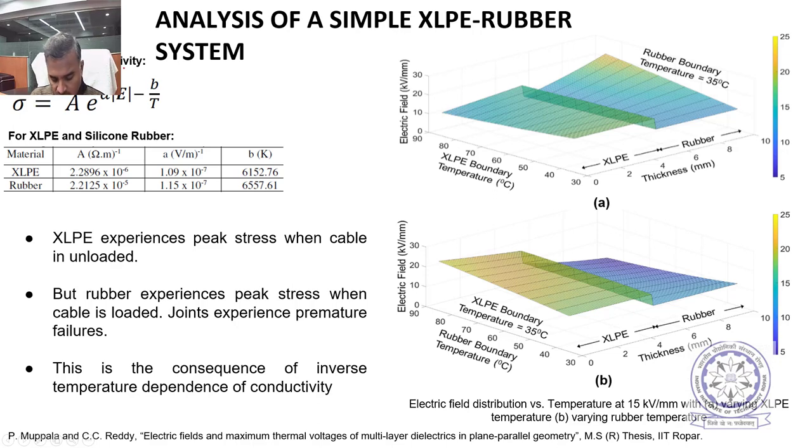It doesn't follow Ohm's law. There is a deviation. In other words, the sigma or the conductivity changes with temperature as well as electric field in a nonlinear fashion. Approximately, empirically, it is approximated as e to the power of a mod E minus b by T. So this is reported in this paper. This is how the dynamics of load or temperature will change the electric field dynamics in joint and cable insulation.